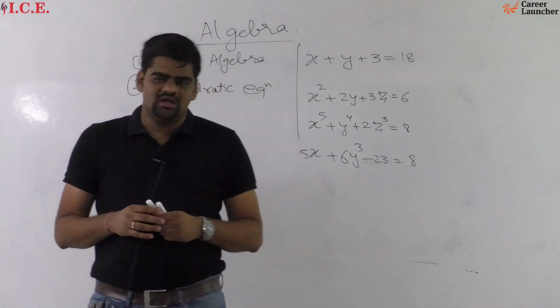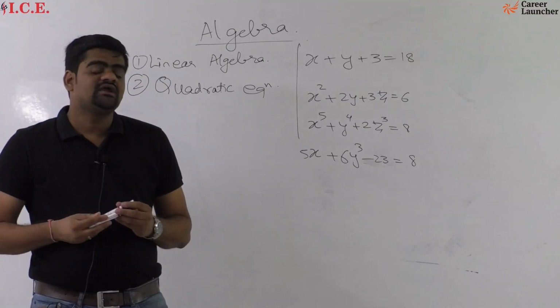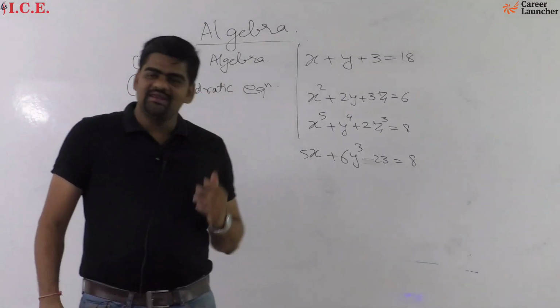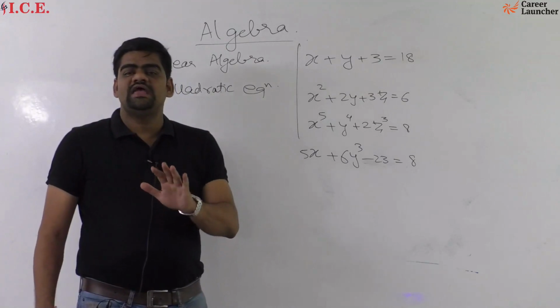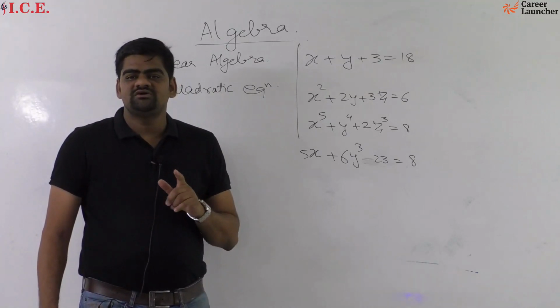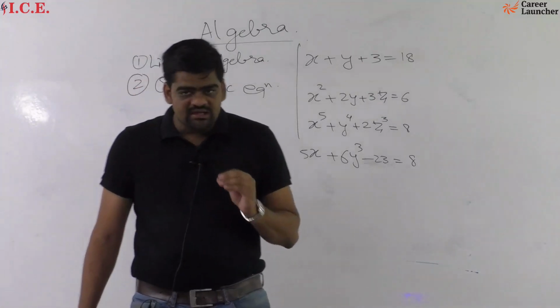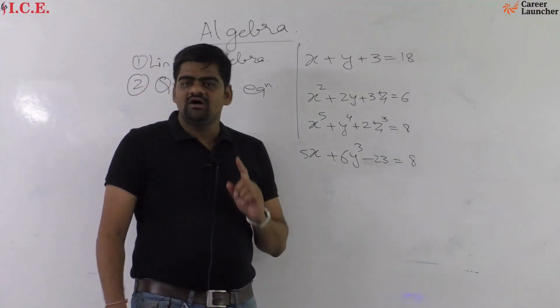Now there are two things which we will define here. Number one is the number of variables used, and the second thing we will define is the degree, right? Now what is the degree? Degree is nothing but the highest power of any variable in an expression or an equation. I am repeating, degree is the highest power of any variable in an equation or an expression.